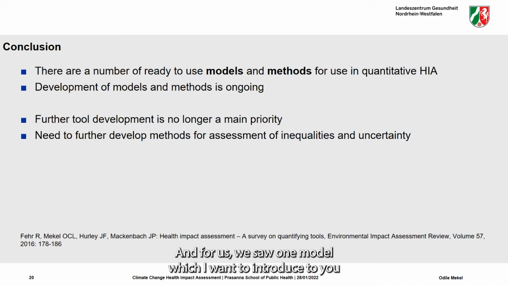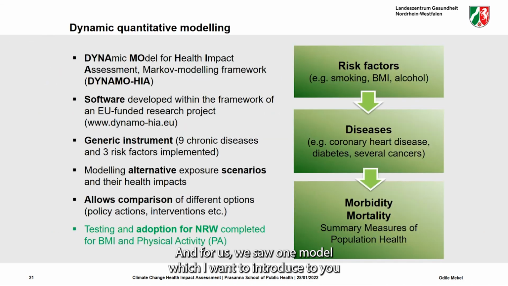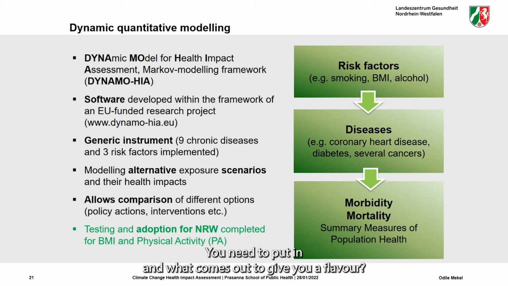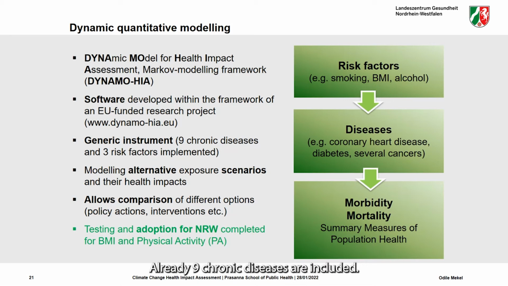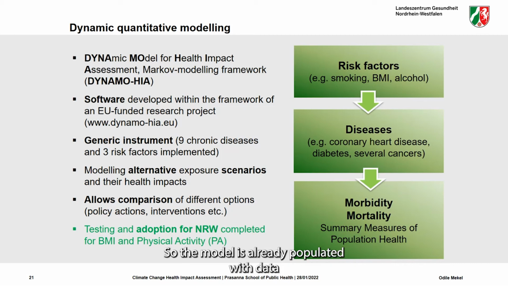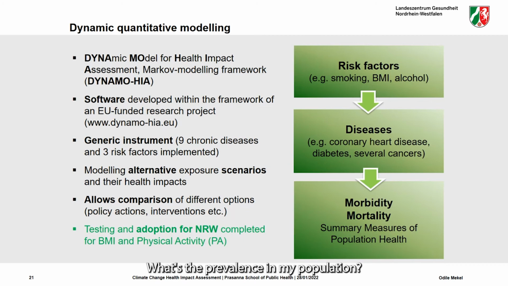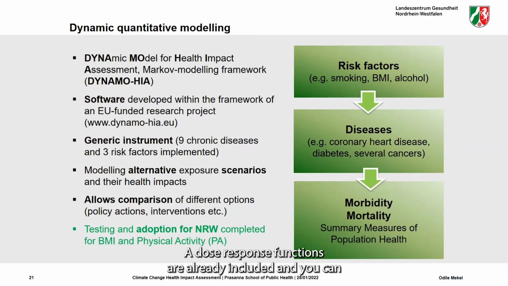And for us, we saw one model which I want to introduce to you and show you a bit what kind of data you need to put in and what comes out, to give you a flavor of what such a model looks like. It is the Dynamo HIA model. It's a generic software tool, a generic instrument. Already 9 chronic diseases are included. So the model is already populated with data and also with risk factors. So you already have the data: what's the prevalence in my population? Those response functions are already included, and you can model alternative exposure scenarios, which allows comparison.